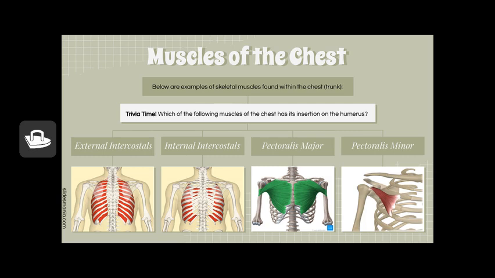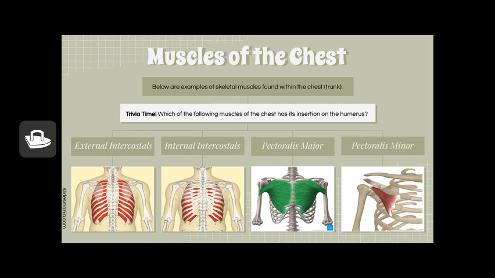And so, below are a few examples of skeletal muscles found within the chest. We have the external intercostals, the internal intercostals, the pectoralis major, and the pectoralis minor. I've just gone ahead and included a few images of these types of muscles and where they can be found in your own body.